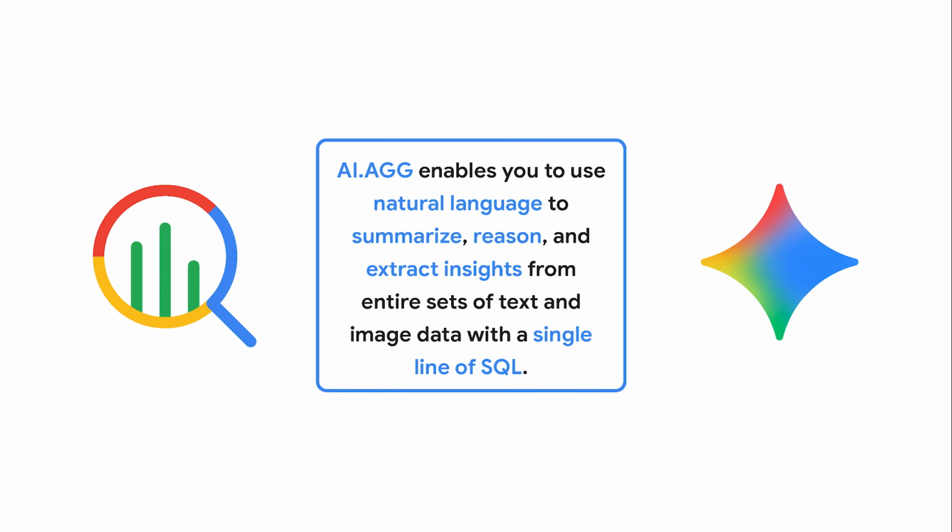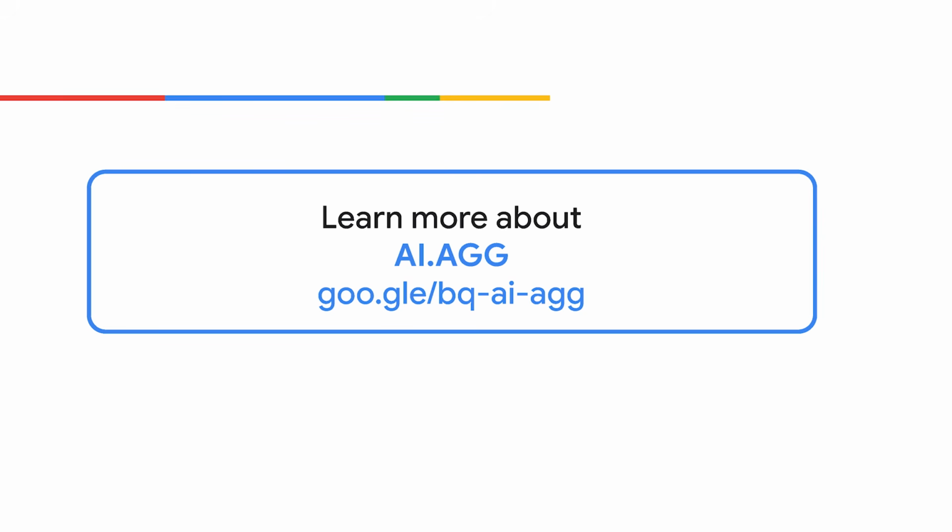These are just a few examples of how the AI.AGG function enables you to use natural language instructions to summarize, reason, and extract insights from entire sets of text and image data with a single line of SQL. We're excited to see how you use the AI.AGG function to unlock new insights.